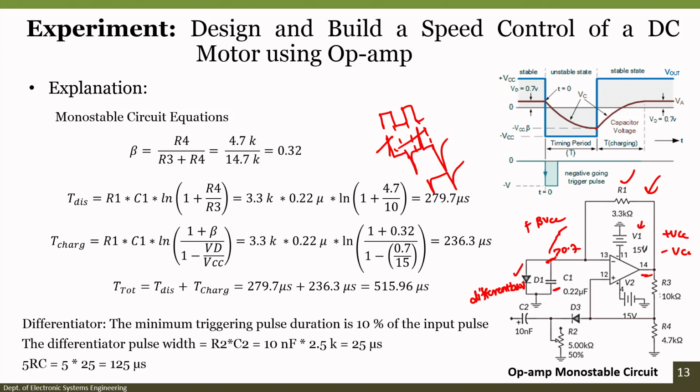Initially, when it is at the plus VCC state, the capacitor starts charging. It is supposed to go to beta plus VCC, but because of this diode, it cannot go more than 0.7 volts. So, it will stop charging at 0.7 volt. This region is called the stable state, because unless this voltage is greater than this particular voltage, this value will always be plus VCC.